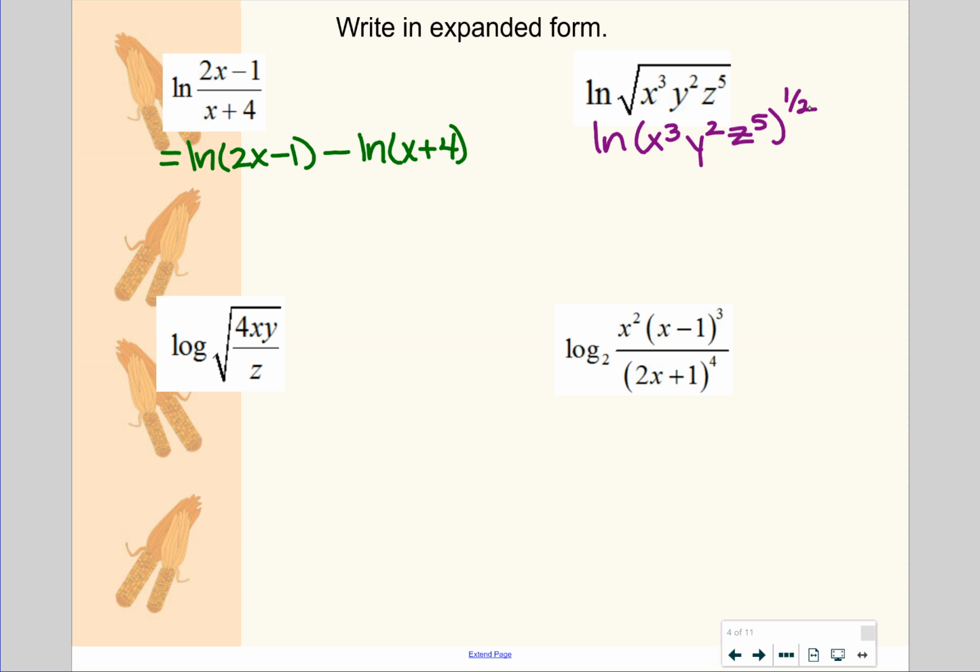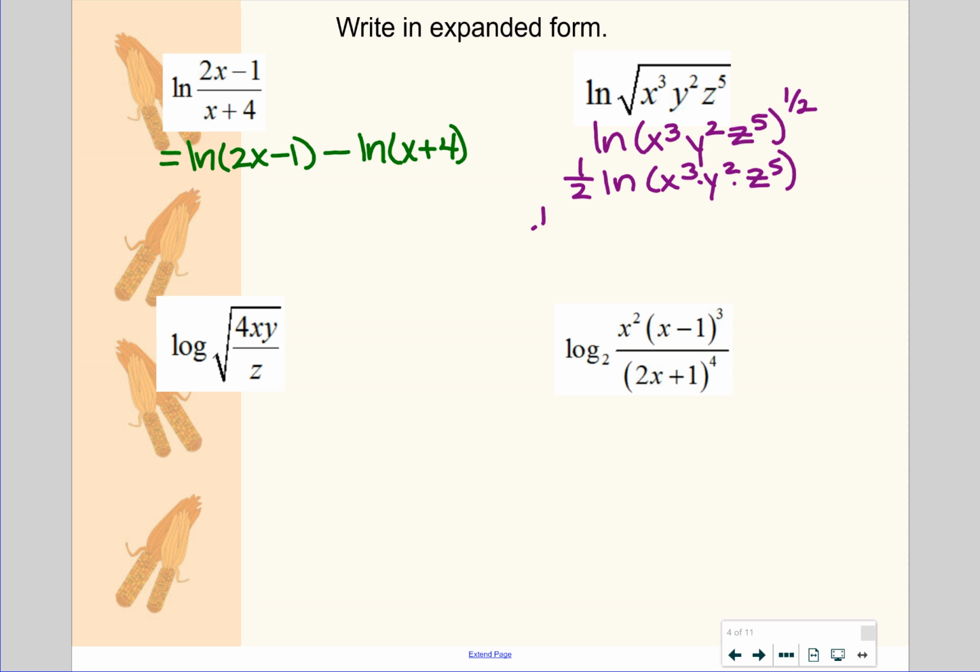According to the power property, I can move it down in front of my natural log. So I have 1/2 natural log, x to the third, y squared, z to the fifth. Okay, I don't have any division in this problem, but I do have multiplication. The x to the third, the y squared, the z to the fifth, those are all multiplied together. Multiplication changes to what when I expand it?